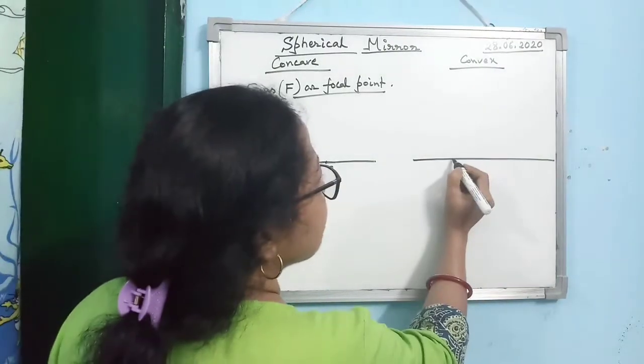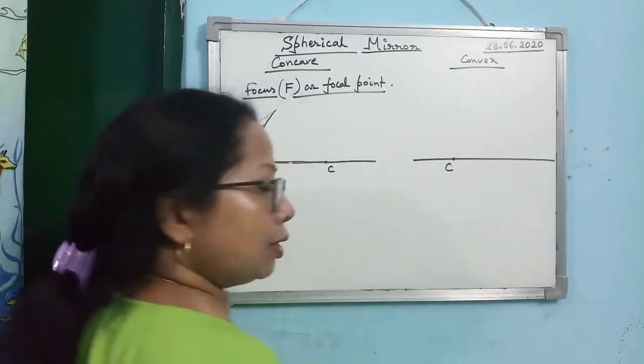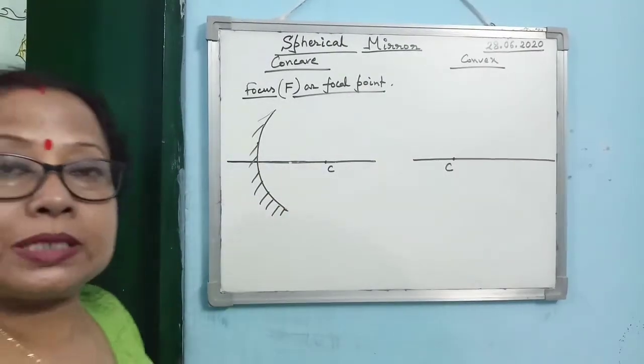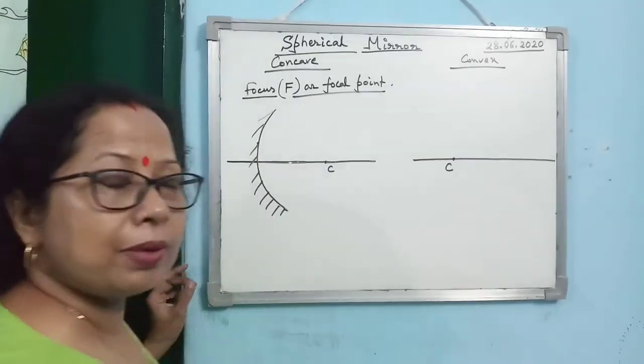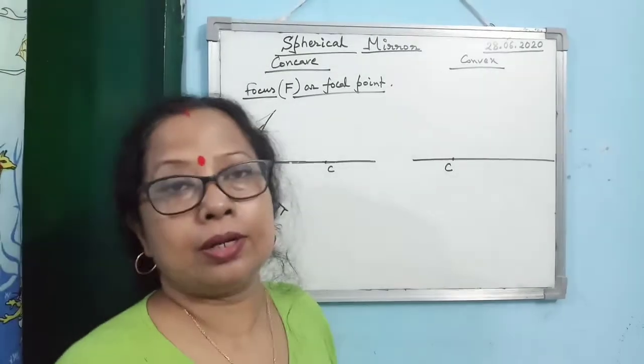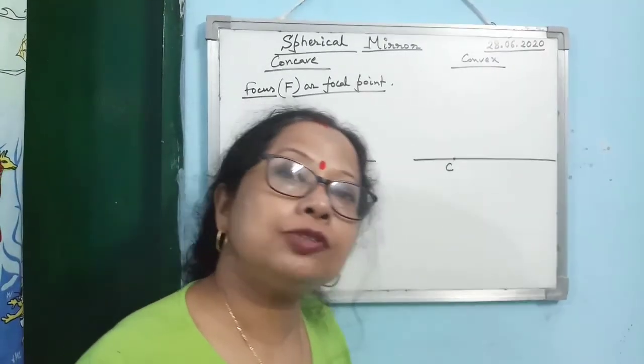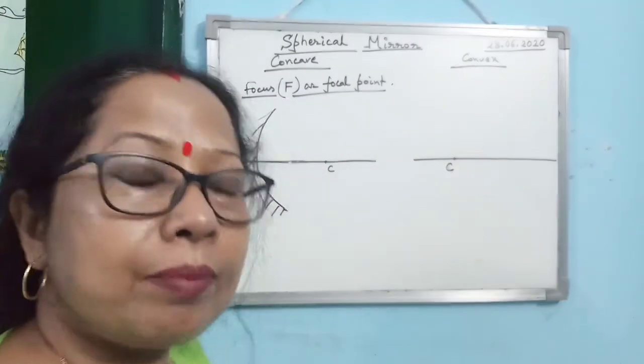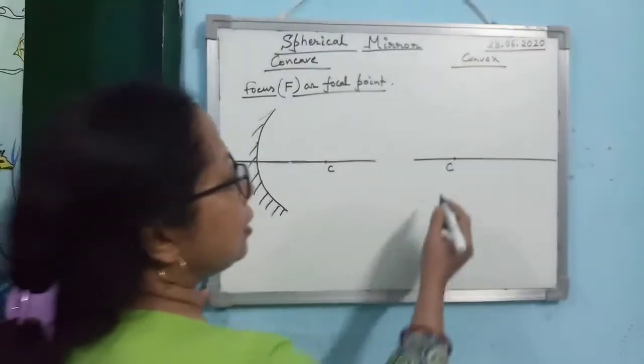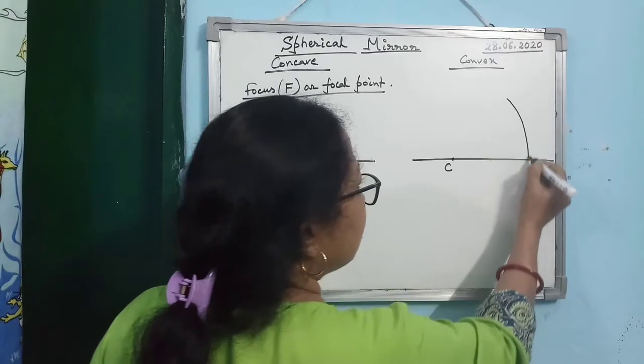And for the convex mirror, how will we draw? Again you take a radius of 6 centimeter. 6 centimeter is the moderate one. Okay, if you take a 6 centimeter radius, then you can draw the image formation very easily. That's why I am telling this measurement. 6 centimeter radius, and then draw the curve.